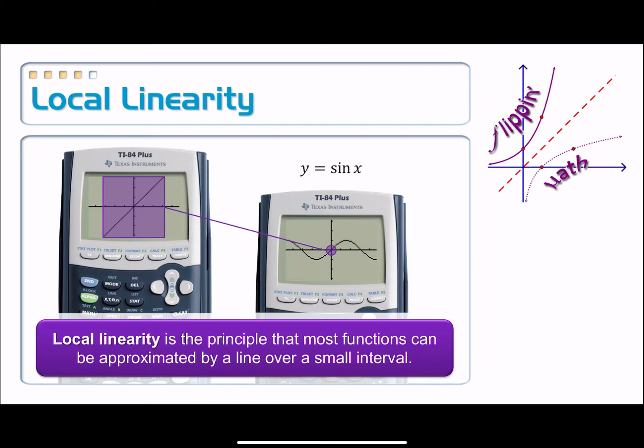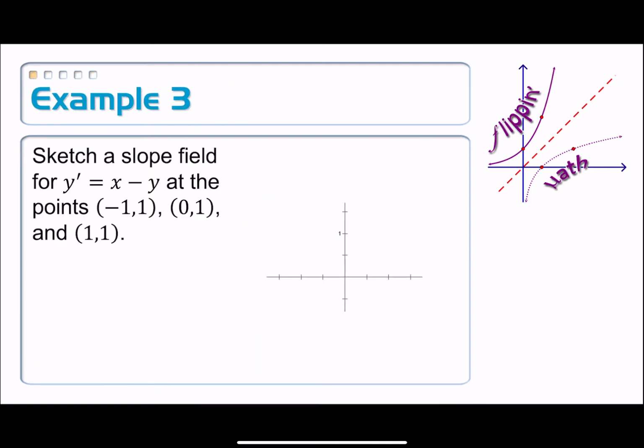So let's see if we can make ourselves just a tiny one from scratch. This one's just asking for 3 points. And here's my differential equation. It is y prime is equal to x minus y. It's very similar to the other one, but now we're subtracting our x and y coordinate to get the slope at that particular point. So the first one we're going to look at is negative 1, comma 1.